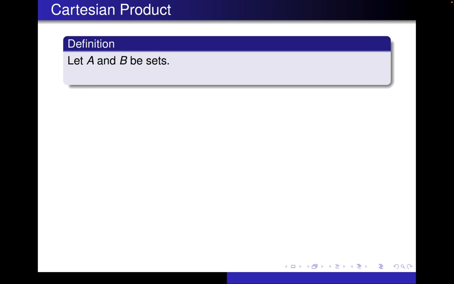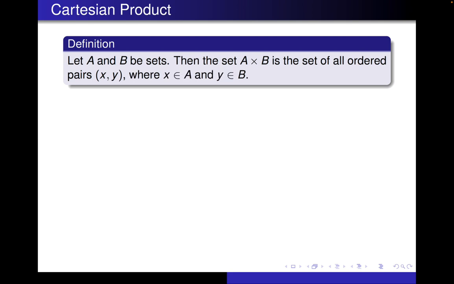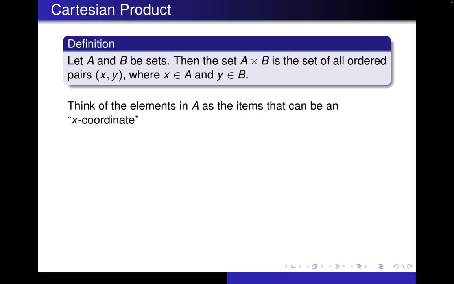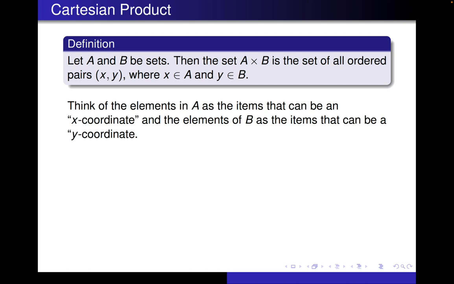So here's the definition of the Cartesian product, which, by the way, can be done with literally any two sets. Let A and B be sets. Then the set A cross B, that's how I'm going to say it, is the set of all ordered pairs (x, y), where x is an element of A and y is an element of B. You can think of the elements in A as all your possible elements that you can use as an x coordinate in your ordered pair. And the elements of B are all the possible items that can be used as a y coordinate. So if you're looking for x coordinates, you look in A. If you're looking for y coordinates, you look in B.